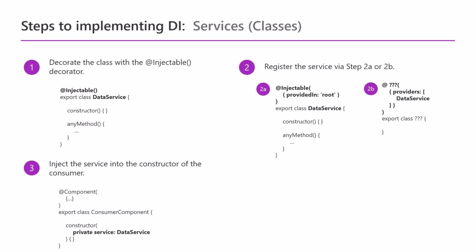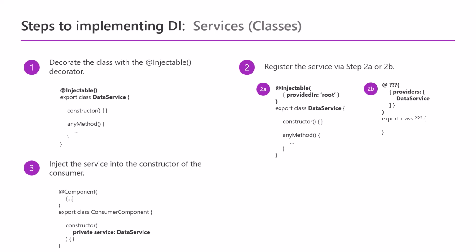And Angular will not only make this service available to all the consumers throughout the entire application, but it will also create a single instance of the service, making it a singleton. So that's the first way in which we can register a service. And actually, this method is the recommended way to register a service. The reason it is recommended is because when we use the provided in property, it makes the code of the service tree shakeable.